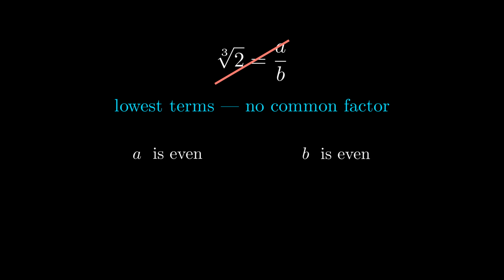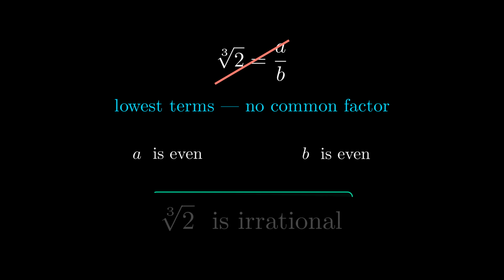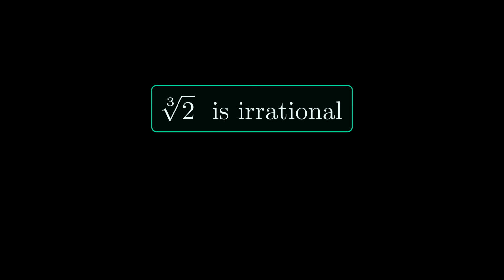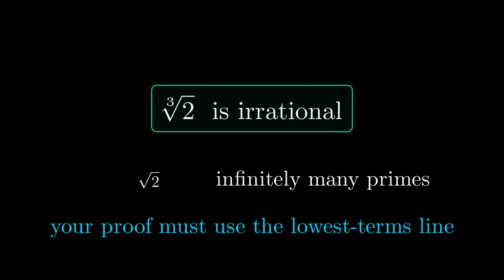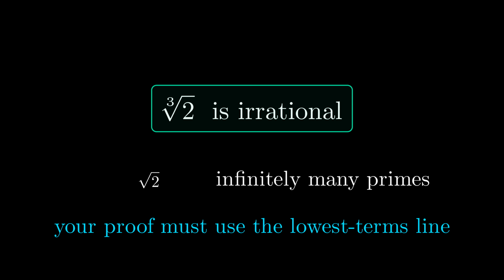And say the ending properly, because this is where marks get thrown away. The assumption was false, so the cube root of 2 is irrational. That's proof by contradiction. Assume the opposite, be honest with the algebra, and the impossible ending does the rest. The same skeleton proves root 2 irrational, and that there are infinitely many primes. One check before you move on. Your proof has to use the lowest terms line. If it never came up again, the ending proved nothing.